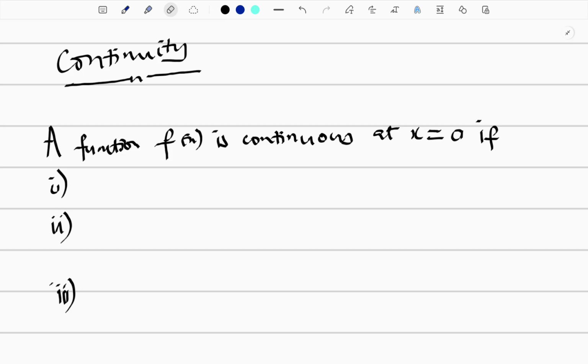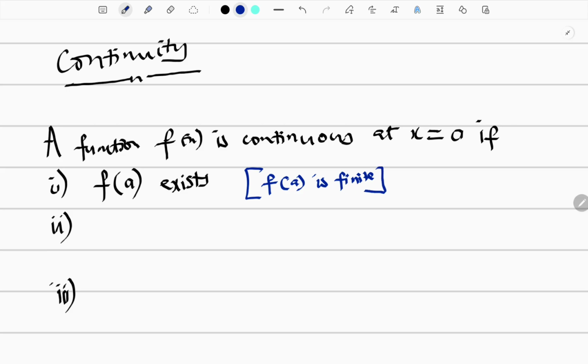A function f of x is continuous at a point x equal to a if, the first point, f at a exists. What does that mean? It means that f of a would be assuming a finite value. So it will be assuming a finite value, right?